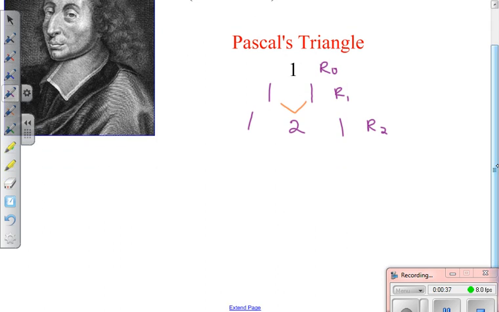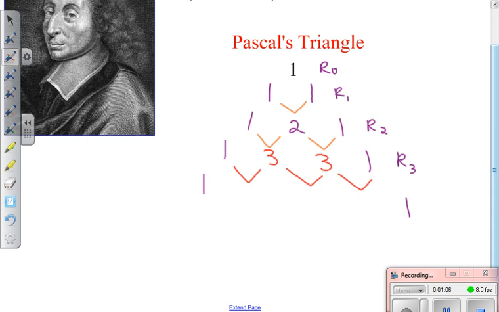I go down to the next one, I have 1, and then I'm going to add these 2 and these 2 to get 3, 3, and a 1 on the outside, and that gives me row 3. So really, you can generate Pascal's triangle anytime you would need it, because it's simply a matter of dropping those 1s down the outsides, and then you're going to add the diagonal terms in between, and so I have 4, 6, 4, and that becomes row 4.